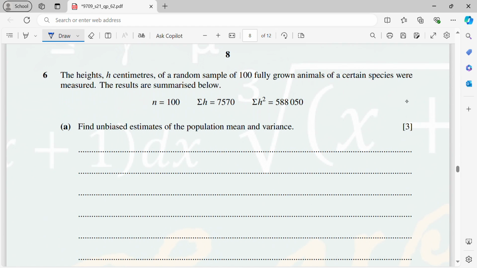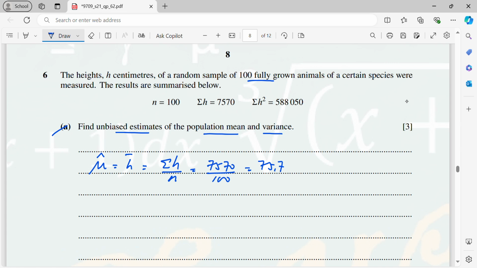Question 6. The height h centimeters of a random sample of 100 fully grown animals of a certain species were measured. The results are summarized as follows. A. Find unbiased estimates for population mean and variance. So basically, this is a population mean. So the unbiased estimate will have a hat, right? Mu hat is basically h bar. H bar is summation h over n. That is going to be 7570 over 100. Then you will get 75.7.